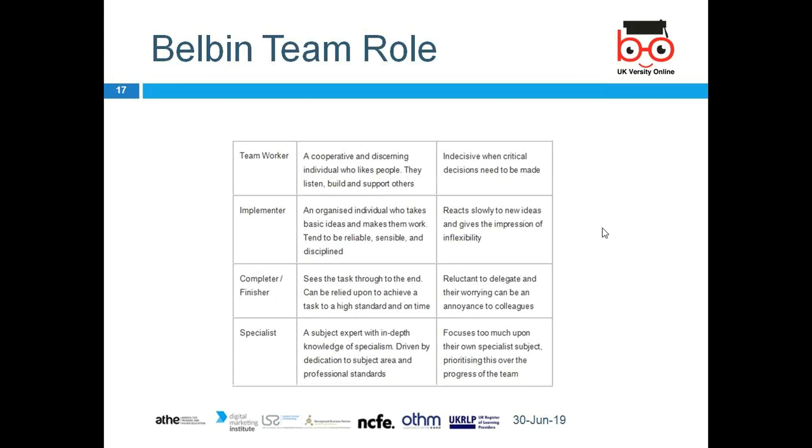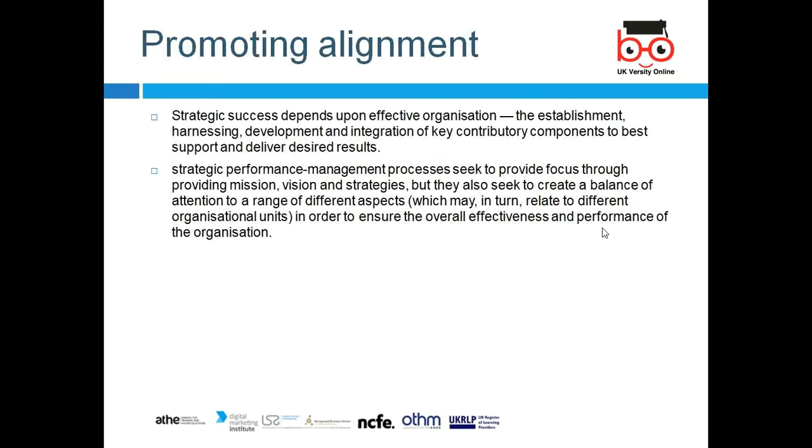It can be the team worker, a cooperative individual who likes people and listens. So we need to find them and we can give them this role. The implementer is an organized individual who takes the basic ideas and makes them work. So their role can be that. All these are different roles, so when we develop the team, we need to focus on all these roles according to Belbin team roles. Further, we'll go through the other models as well.